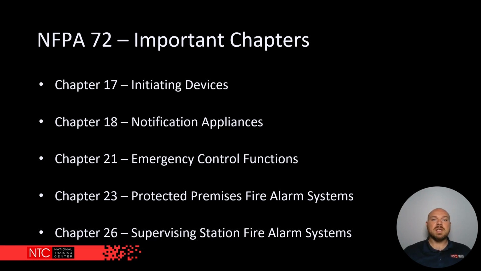Chapter 21 is your emergency control functions, such as elevator shutdown and recall. Chapter 21 is going to tell us how the fire alarm and those other emergency functions are supposed to be tied together and the requirements.